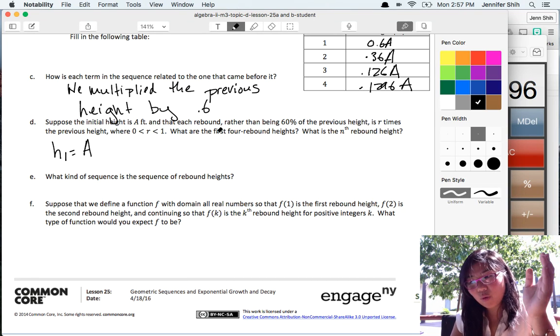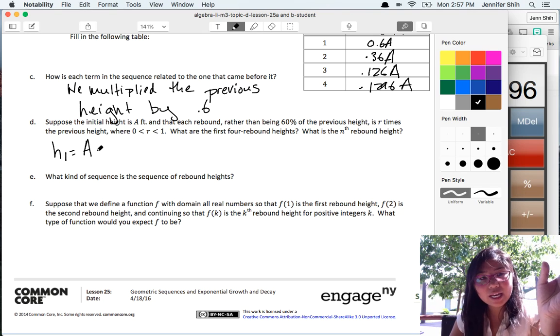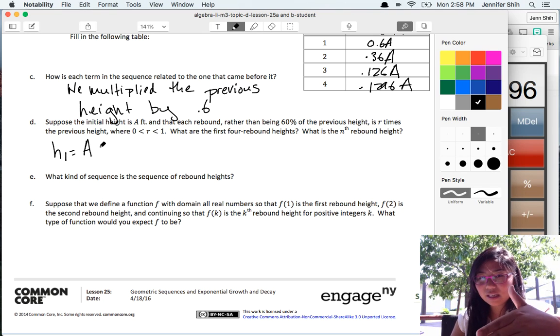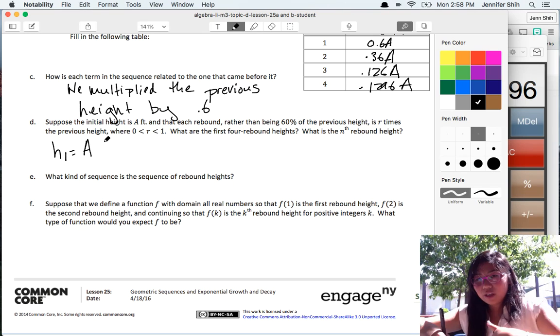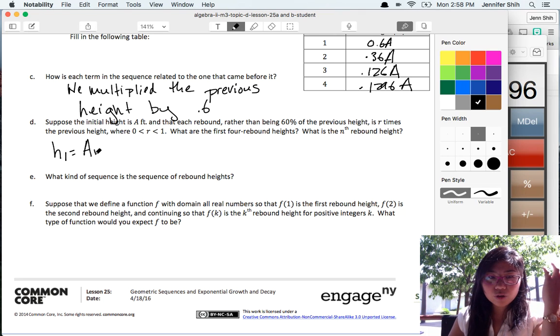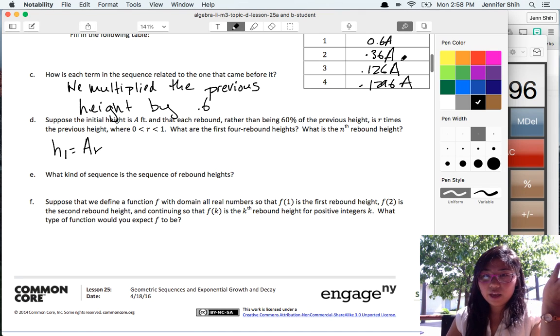And what did we do before? We took 10, our initial height, times 0.6, which was how much it rebounded. But instead of 0.6, we're just going to write R. And then if you notice up here, this is R times A. This is R squared times A. This is R cubed times A. Now it's starting to look like an exponential.